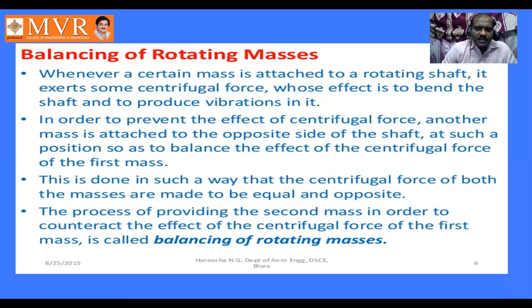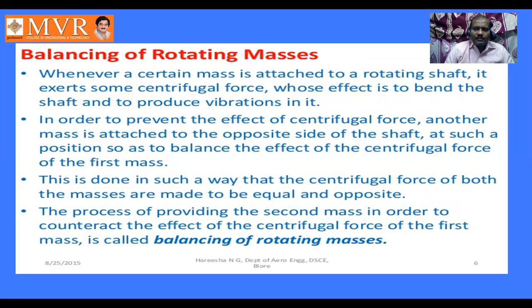Whenever a certain mass is attached to a rotating shaft, it exerts some centrifugal force, whose effect is to bend the shaft and to produce vibrations in it. In the beginning of this class, I drew a diagram: a shaft will be there, and on the shaft we fix a disc. Its mass is fixed. Due to that mass, the shaft is going to be bent. If it rotates, the bending will still be there. So that system is one example we can explain for a dynamic state.